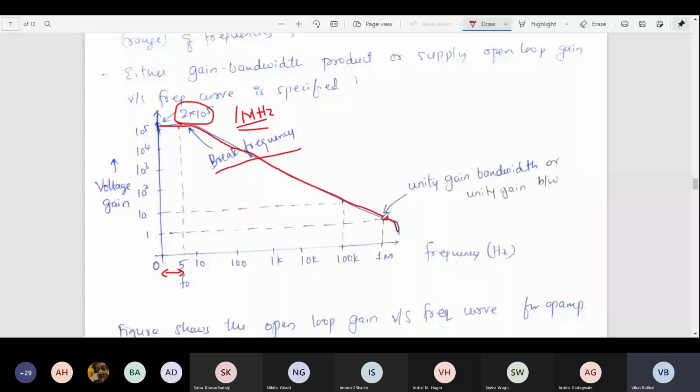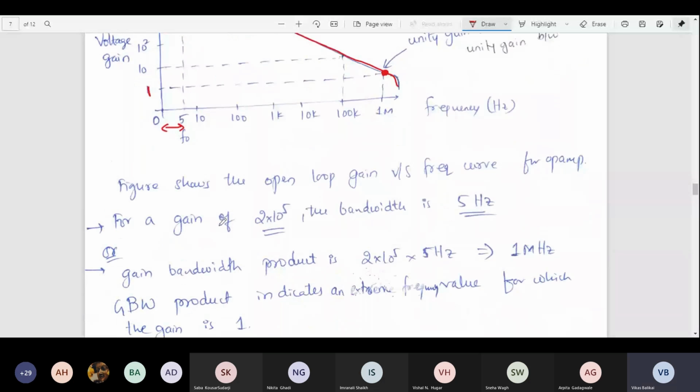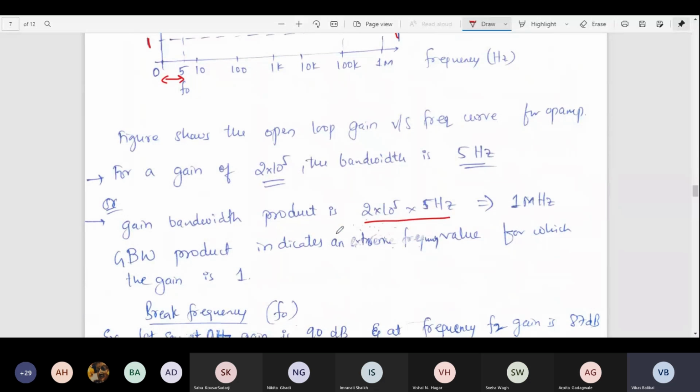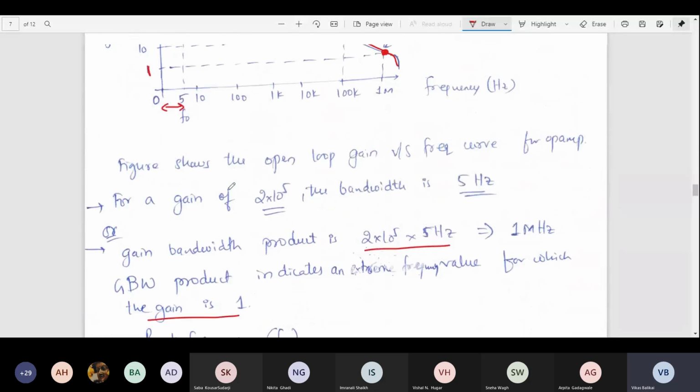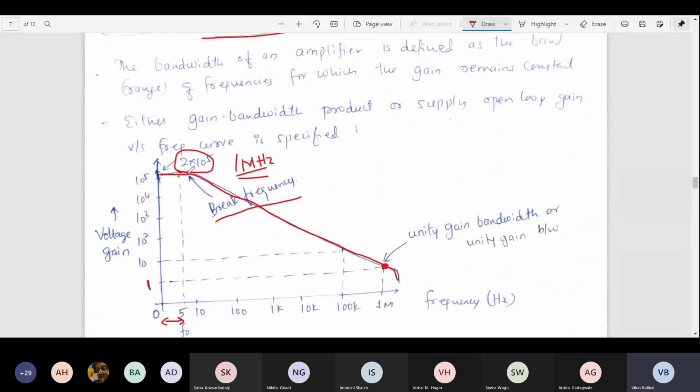So that is called the unity gain bandwidth, right? That's what I have written over here. So the gain bandwidth product is 2 into 10 raised to 5 multiplied by 5 hertz, which is equal to 1 megahertz, and that gives me the gain bandwidth product. So the gain bandwidth product indicates an extreme frequency value for which the gain is 1. You can say that also. And the break frequency is the particular frequency at which the gain dips.